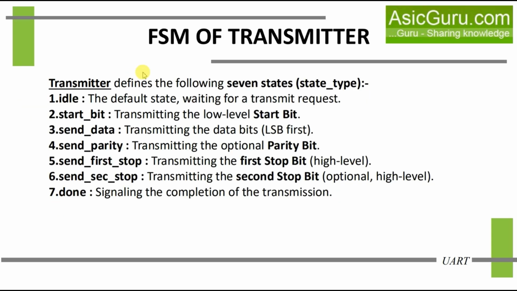Let's see the FSM of the transmitter. The transmitter defines the following 7 states. First is idle, second is start bit, third is send data, then send parity, send first stop, send second stop, and lastly done.